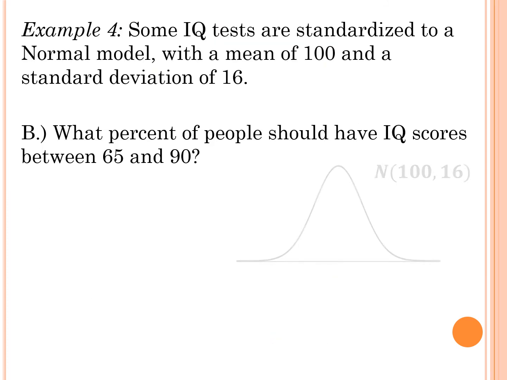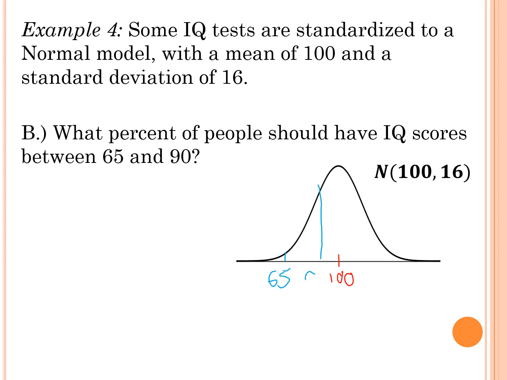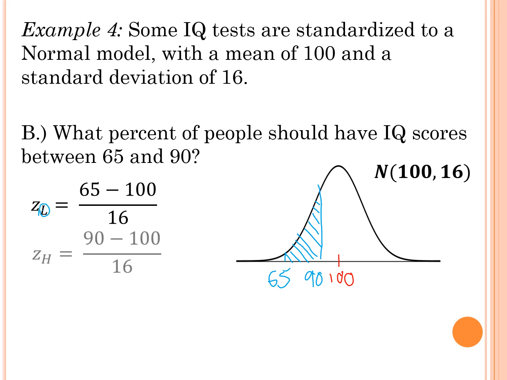Let's do one more just to make sure we're clear on it. We have IQ scores again, centered at 100, standard deviation of 16. It's saying what's the probability that someone has an IQ score between 65 and 90? 65 to 90. We want to find the probability or the area in between those two cutoffs. So we want two z-scores for this problem. We need a z-score for 65. I'm going to call this one ZL for the lower z-score. And then we need another z-score for the higher one, the 90. We calculate them both the same way. We get negative 1.75 for the lower one and negative 0.63 for the higher one.